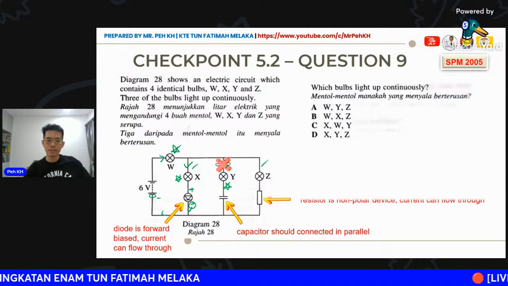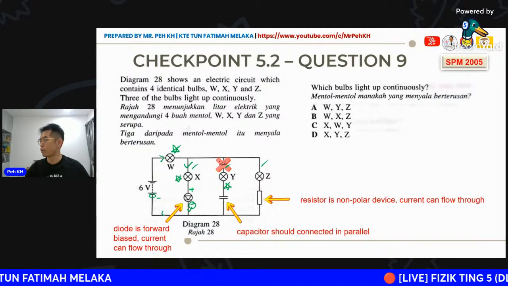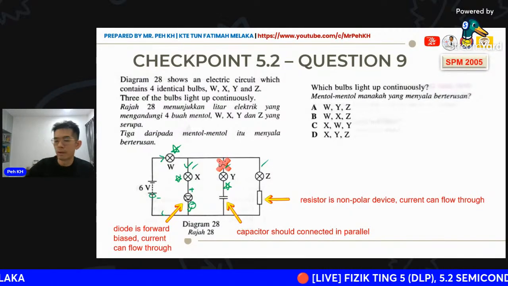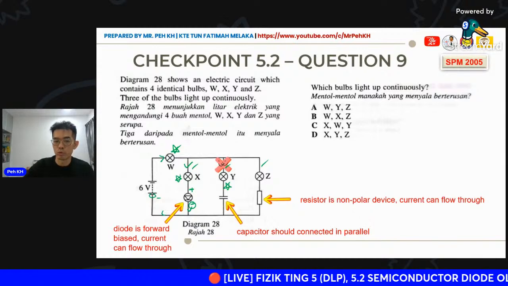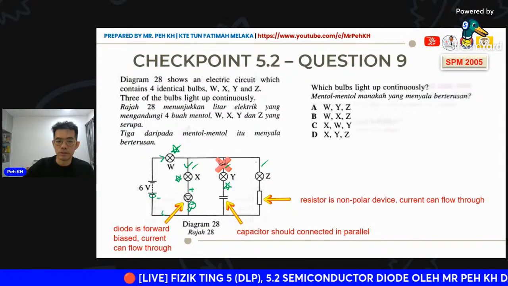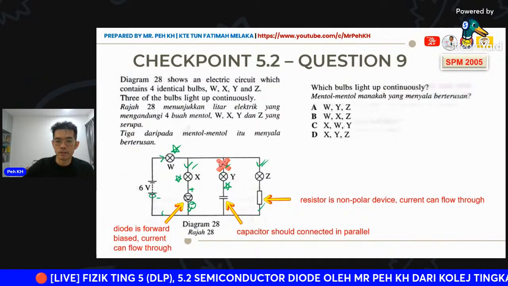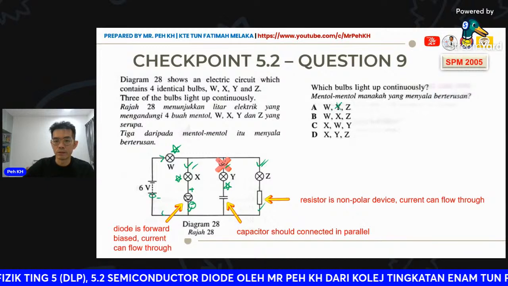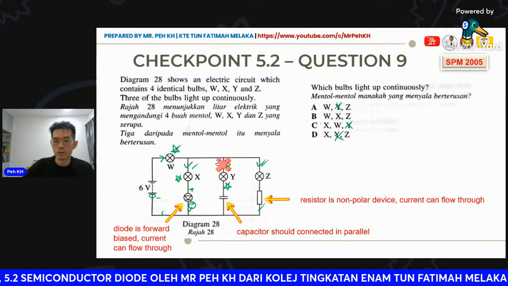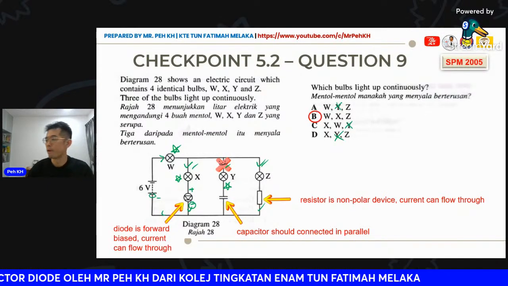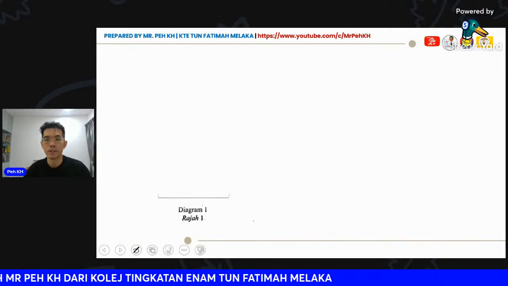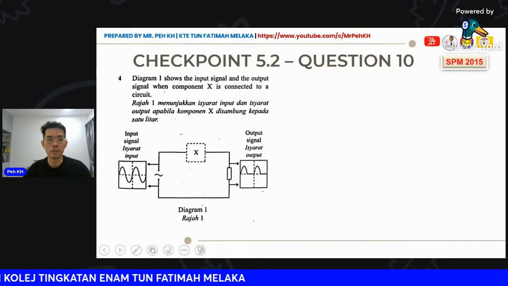Then the last one here is a resistor. It's a non-polar device, so the current will be able to flow through for the last one, Z. So the answer is very clear, Y will be wrong. So the answer is B. The answer is B, Jimmy. Okay, then we go for question number 10.